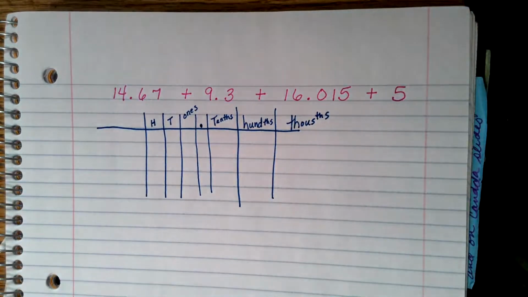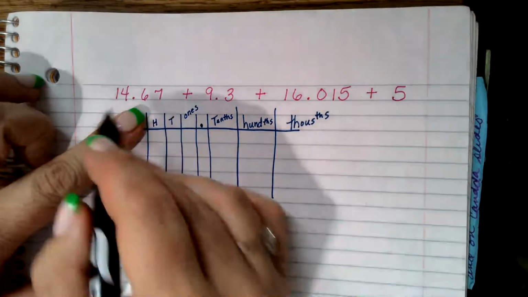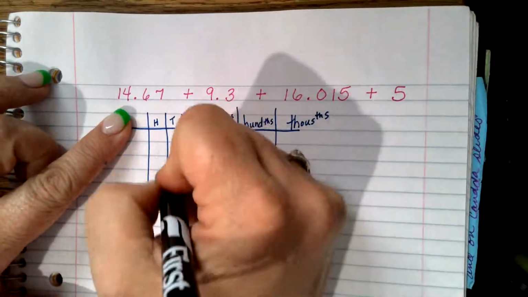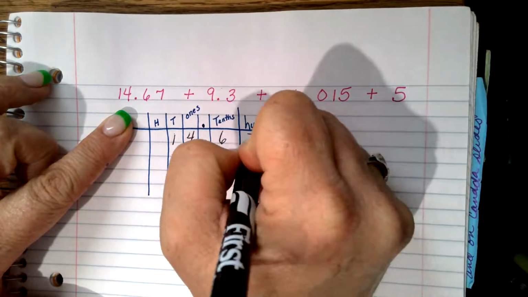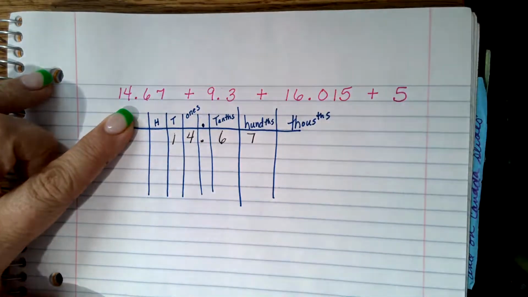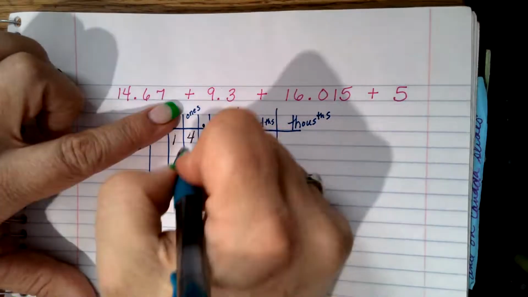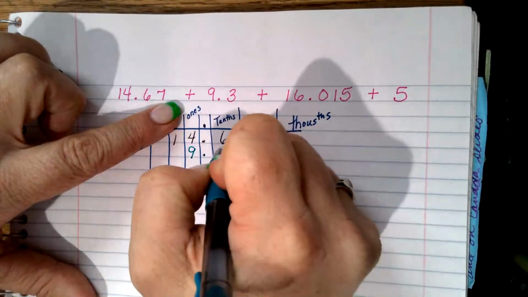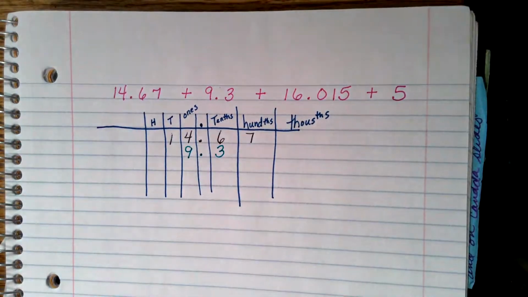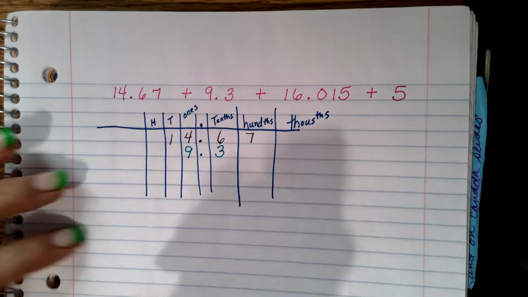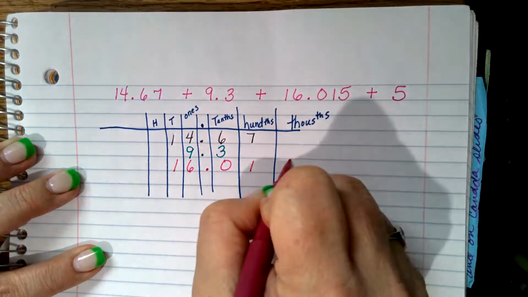And let's start with our first number, 14 and 67 hundredths. Well, looking to each side, before the decimal, we have 1, 4, decimal point, 6, 7. Notice we are lining up our decimal points. That's the piece that matters the most right now. The next number is 9 and 3 tenths. The next decimal is 16 and 15 thousandths.